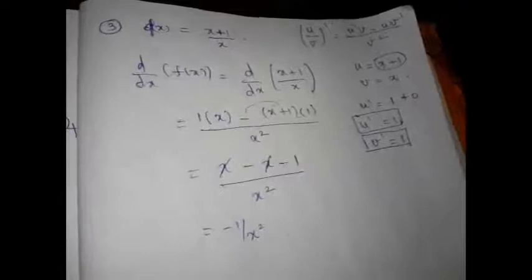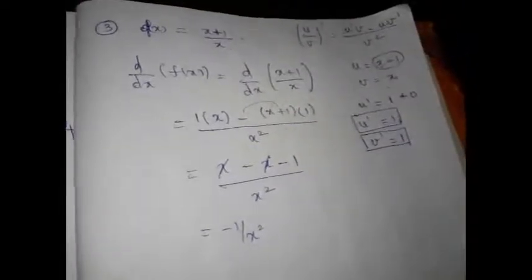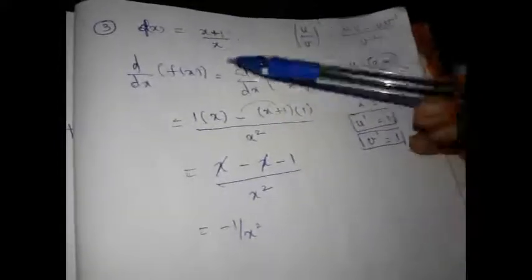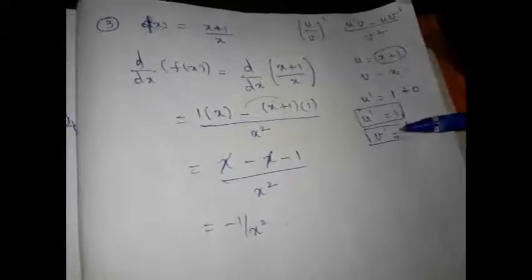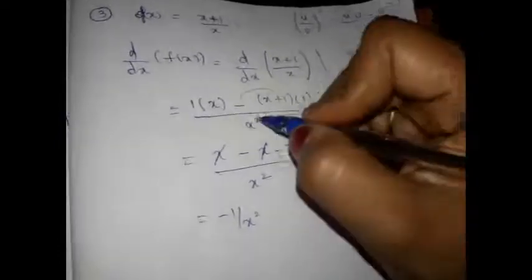So hope you understood where you have to use the product rule and the quotient rule. When you have the product of two functions, you have to go with the product rule. When you have a fraction of two functions, you have to go with the quotient rule. First, you have to identify which is your u, which is your v. Find u dash and v dash separately. Keep everything aside and then substitute in the formula. That's it. Hope you got it. Let us move on to the next problem.